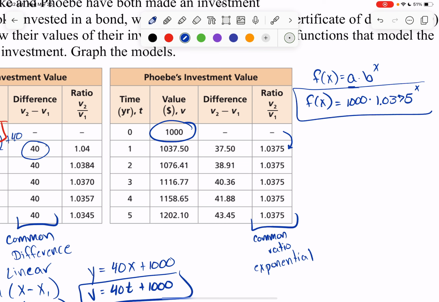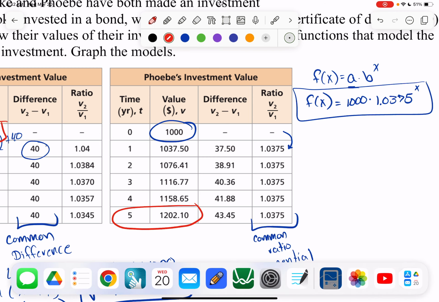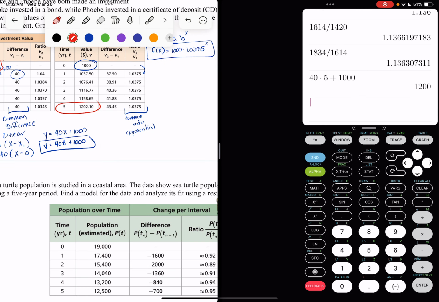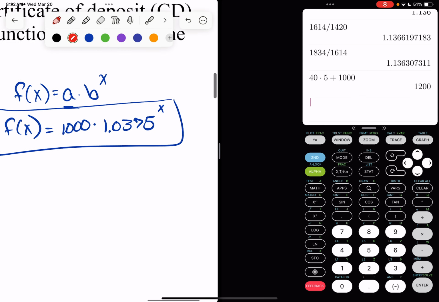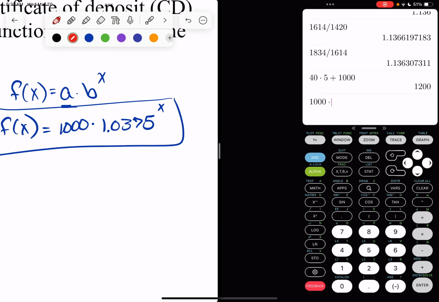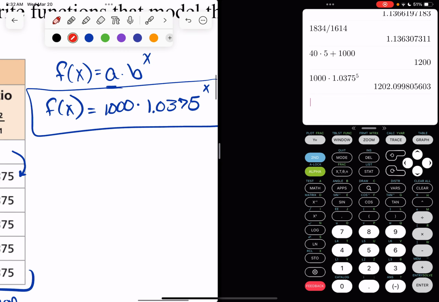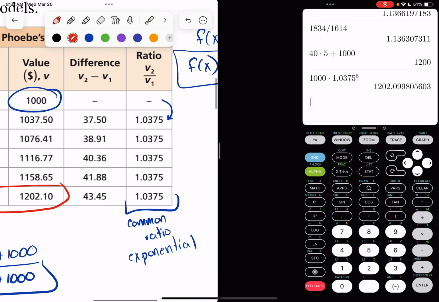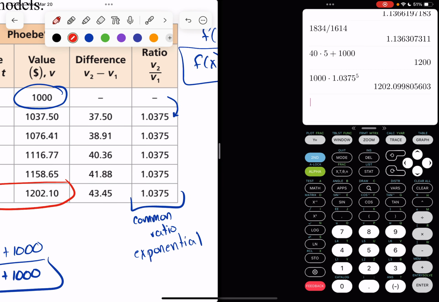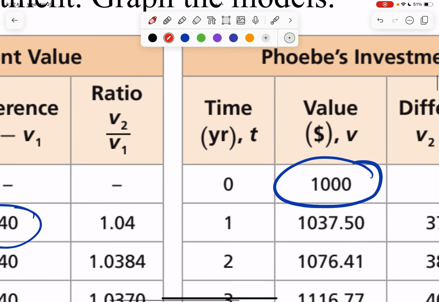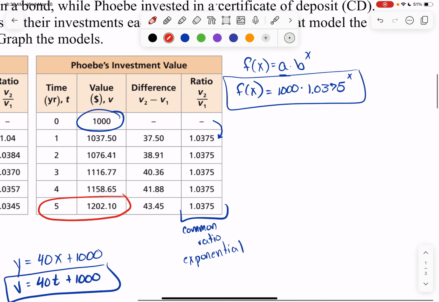And it's always a good idea to check it like we did with the last one, meaning when I put in a 5, I should get out 1,202.10. So if I bring up my calculator, I take this equation and I take 1,000 times 1.0375 to the 5th. I get 1,202.09, which rounds, if you look behind it, 9, it rounds to 10 cents. So yes, that equation does in fact work for that one. And that one has a common ratio.